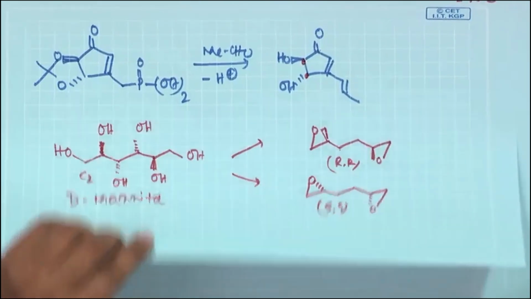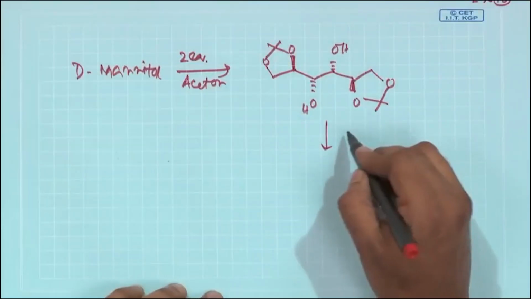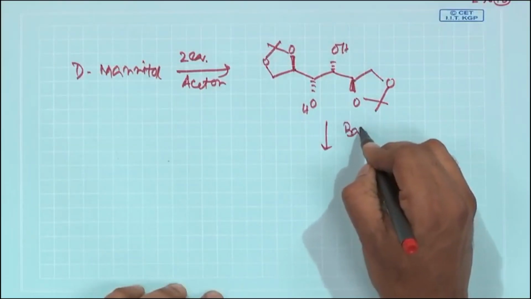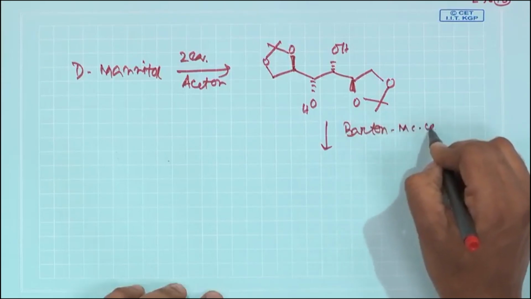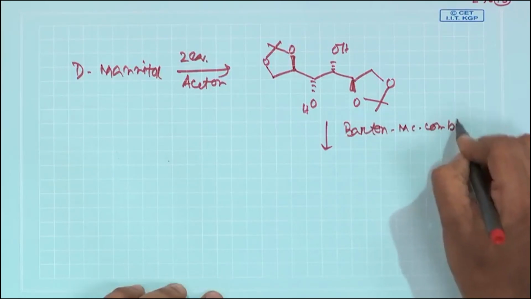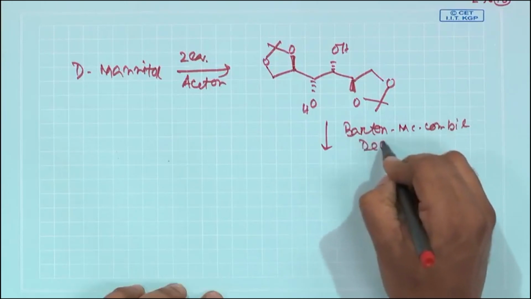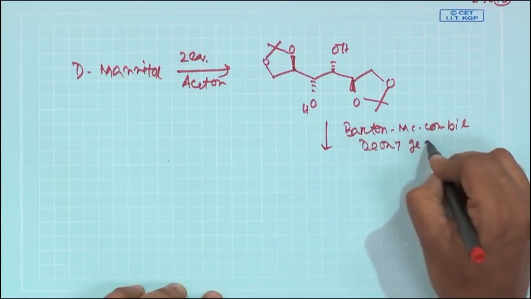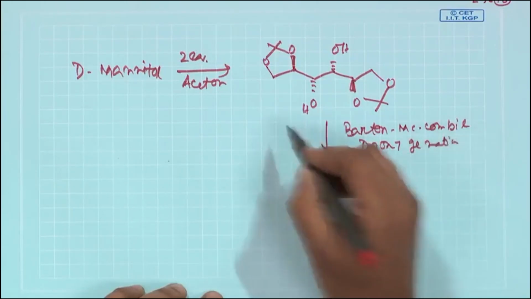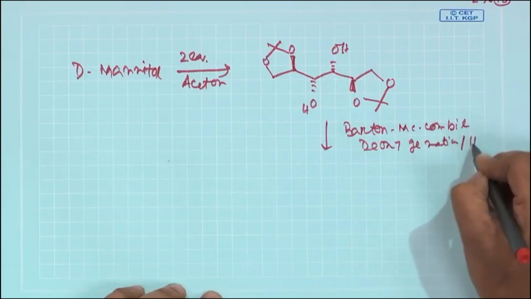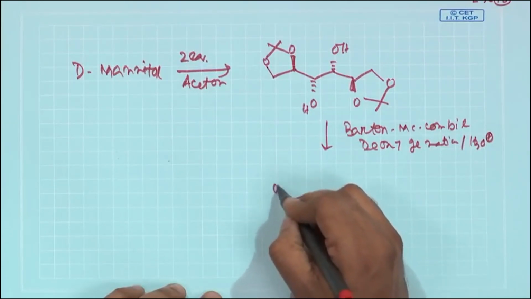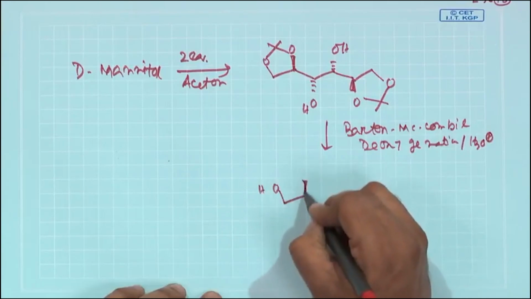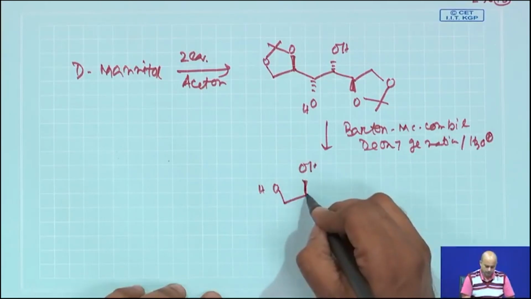Now, the next step was very simple, because if you see your epoxide, the 3,4 position does not have oxygen functionality. So, basically what you need to do is a Barton deoxygenation, which you already studied, the Barton-McCombie deoxygenation, and then you remove this acetonide by H3O plus treatment. So, what you will get? You get this tetrol.